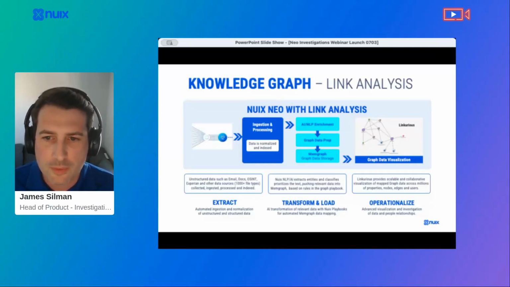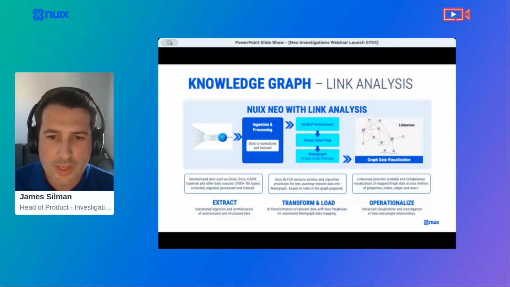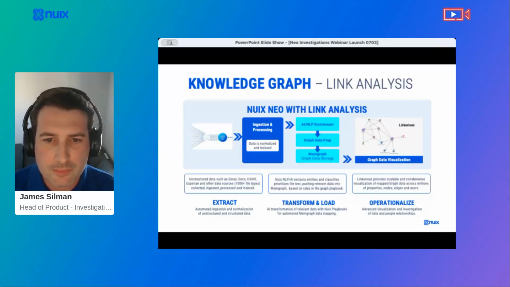With Neo's knowledge graph, we're leveraging the power of the engine and what it does best, taking the unstructured data and then normalizing it. We then layer on top our AI, which helps extract that intelligence and enrich that data. All that data is then loaded into the graph, all automated, no manual work up front, and all tuned to solve your specific use cases.